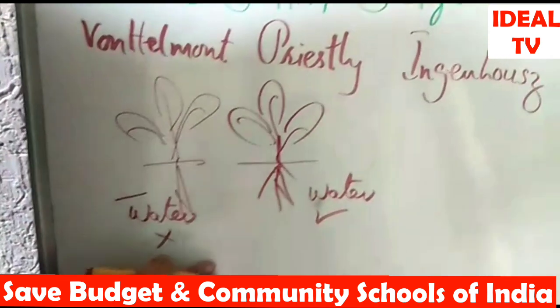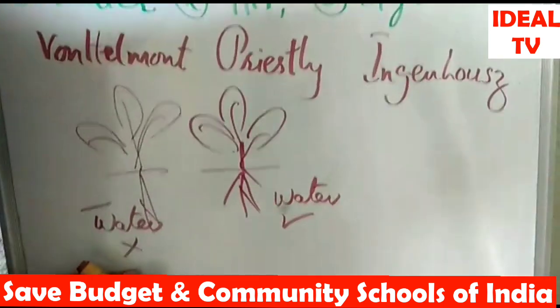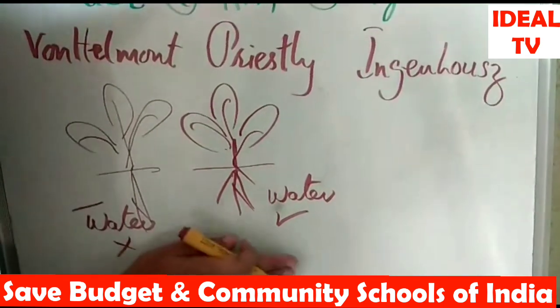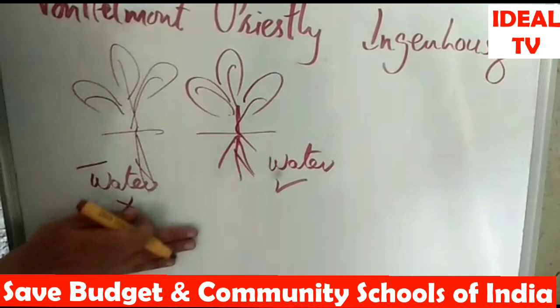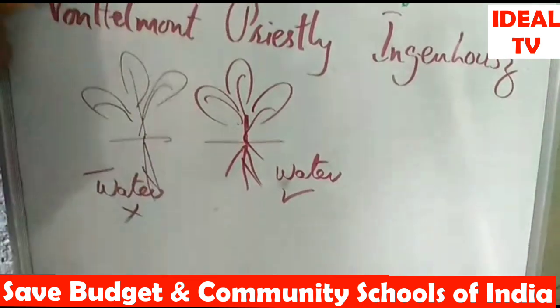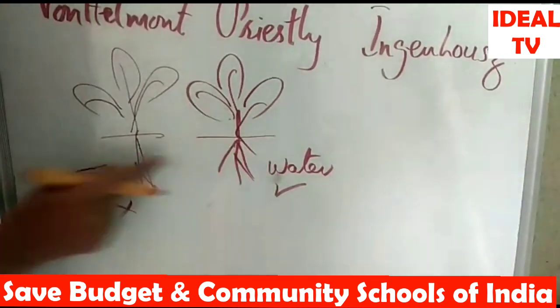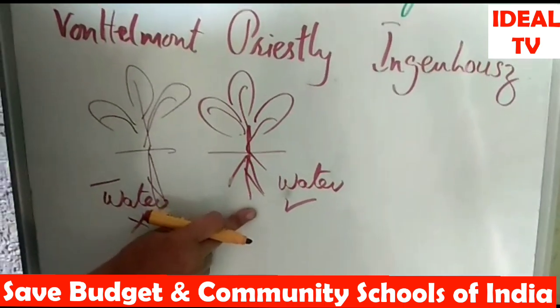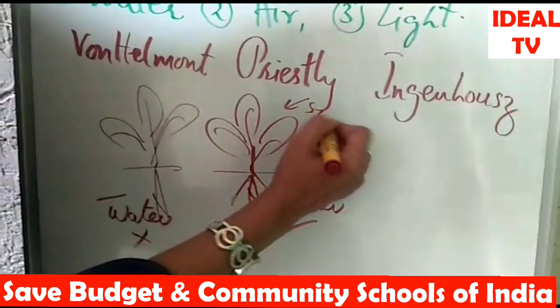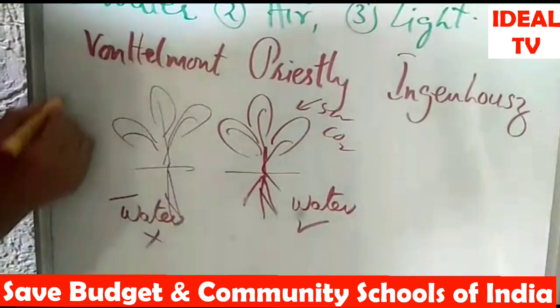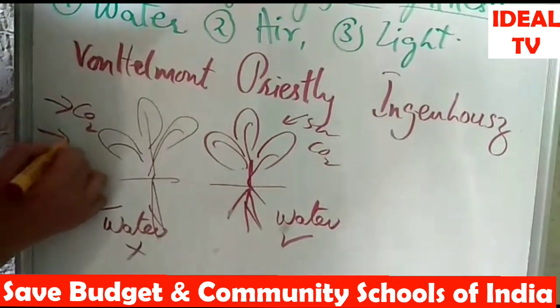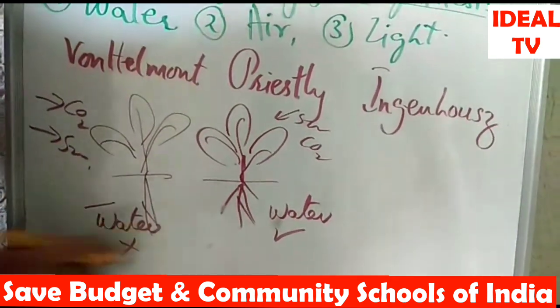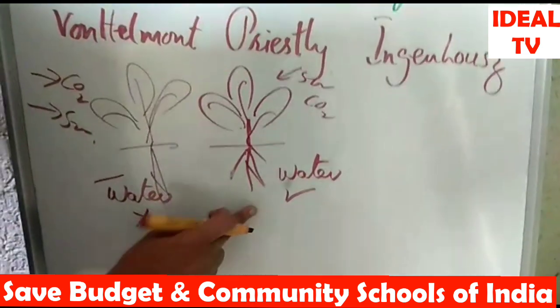To see whether water affects both the plants, or whether the preparation of food material takes place or not, Von Helmont wanted to see the effect of water. So he took two plants, and to one plant he allowed water as a resource along with the sunlight and carbon dioxide, whereas to the other plant he gave the same sunlight and carbon dioxide, but no water. Here the water is also given.